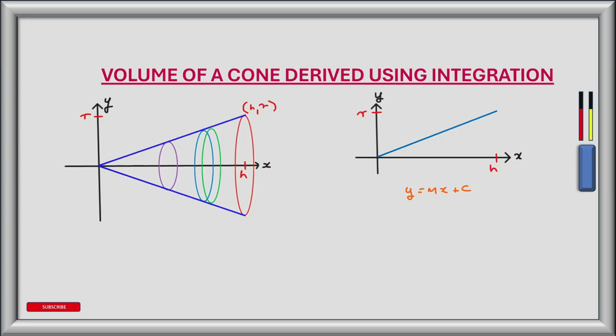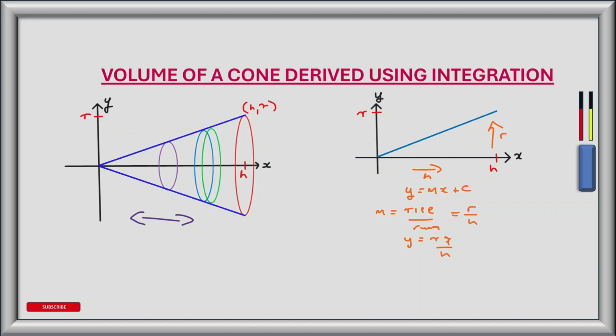So the gradient m is given by the rise divided by the run. The rise in this case is r and the run is h. So rise divided by run is r divided by h. So the equation of this line is y is equal to rx divided by h plus c, which is 0. So y is equal to rx divided by h. So at any point on the x-axis within the cone, we can find the radius of any of the circles.